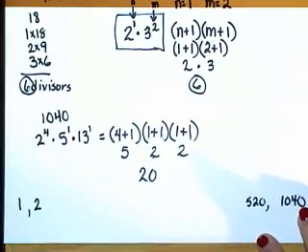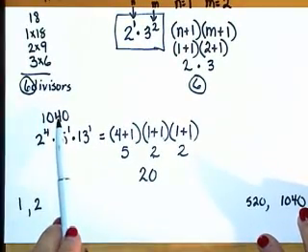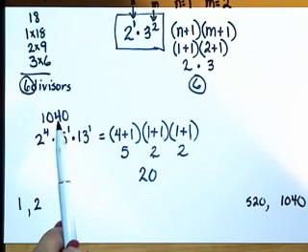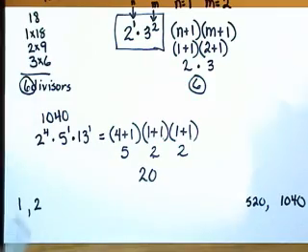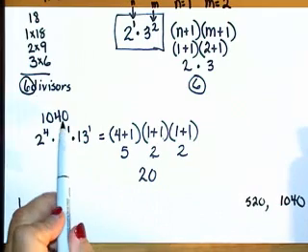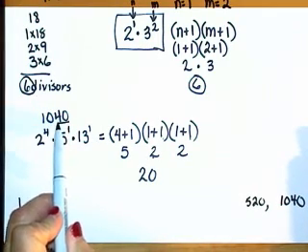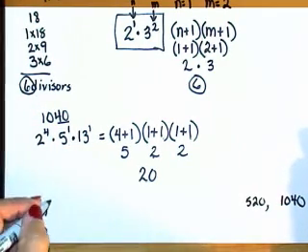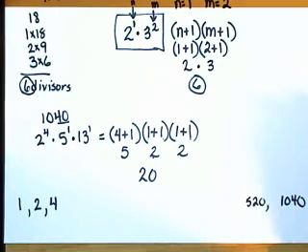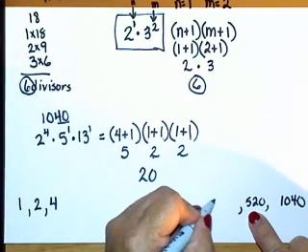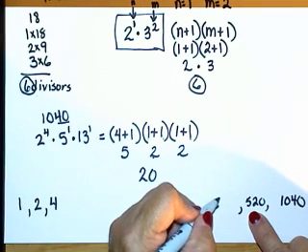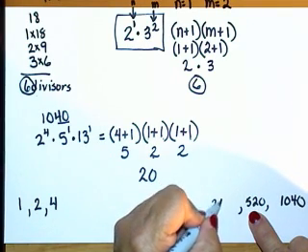Divisibility tells me that I can sum my digits. 4 and 1 is 5. So I know 3 won't divide into it. The last 2 digits are divisible by 4, so I do know that 4 will divide into it. So when I divide this by 4, I get 260.